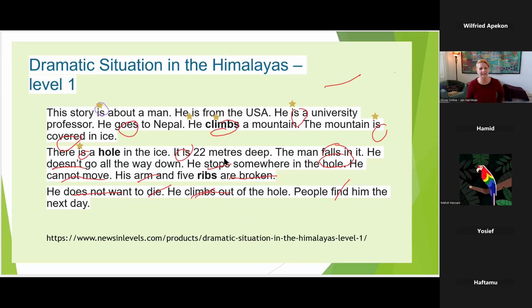He climbs. Oh, finally, a different one. He goes to Nepal. Excellent. The man falls. He cannot move.